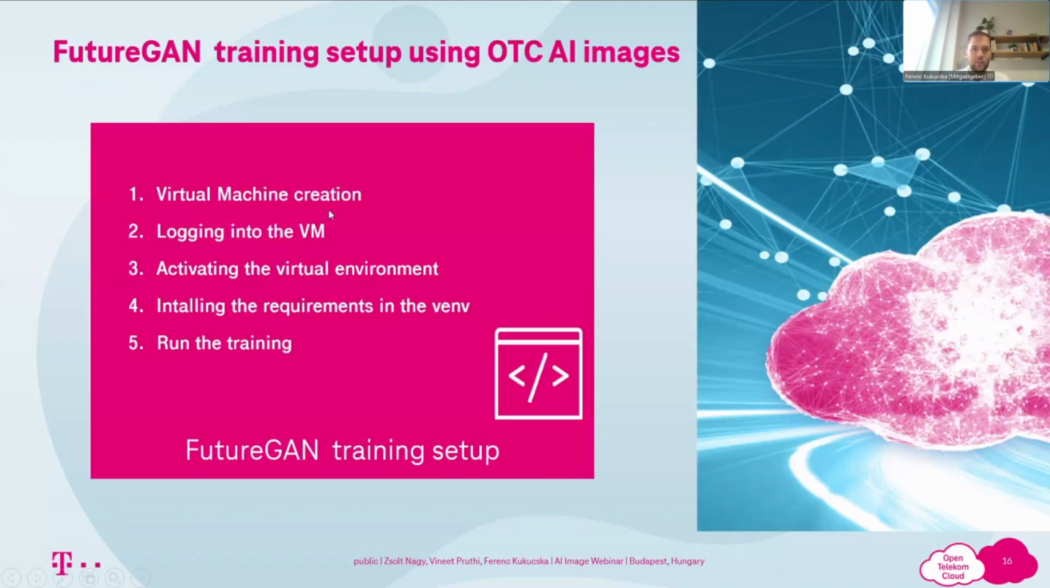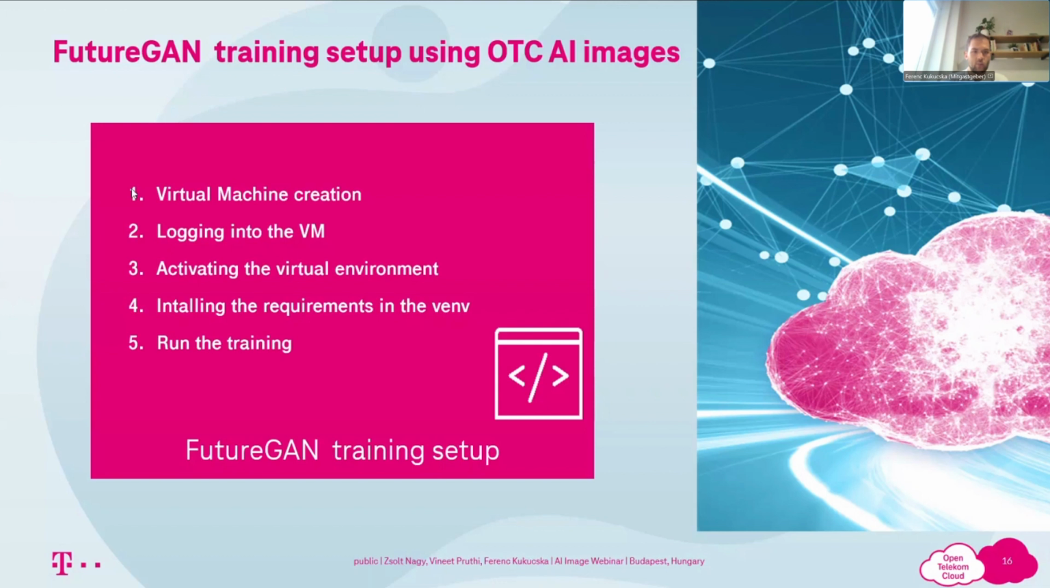So the next thing is this OTC AI image. As you can see, Futuregun is here. Futuregun is a project that we wrote. It's a type of generative adversarial network, but first we are going to install it and deploy it. So it serves as a bridge between the AI image section and Futuregun. In this video, you will see how much easier the installation of Futuregun is if you don't have to suffer with finding the right packages, solving version conflicts, waiting for the long installation, and so on.